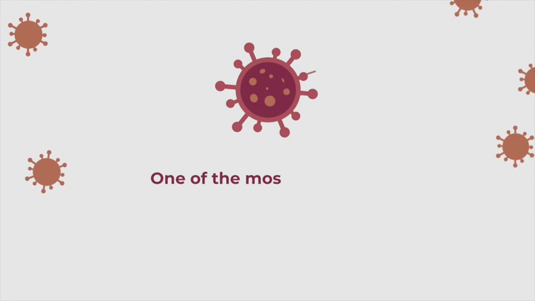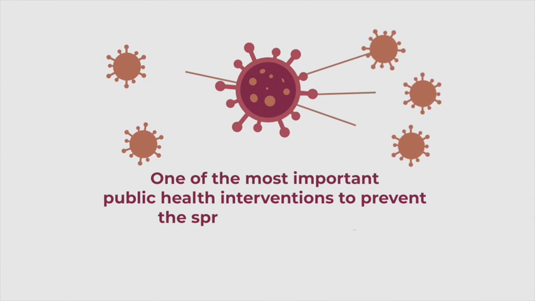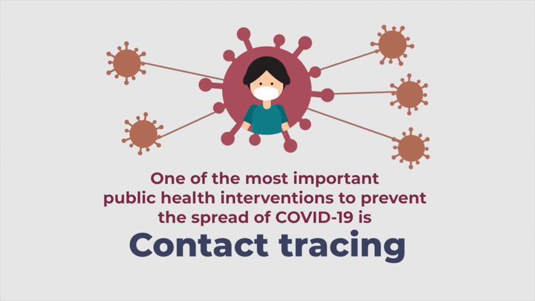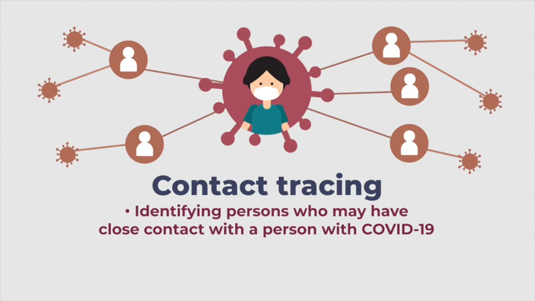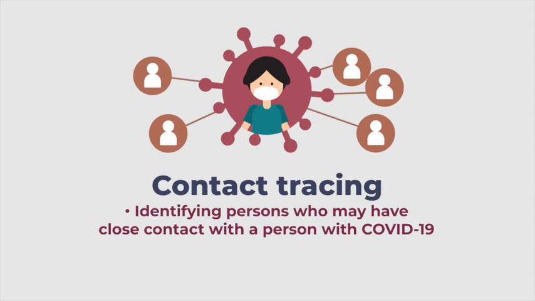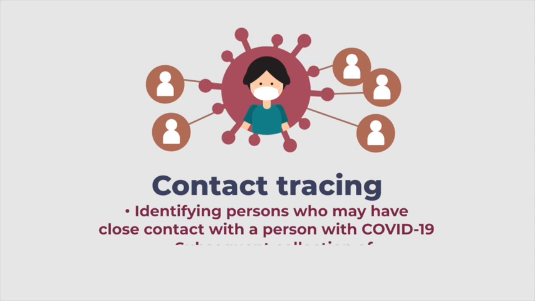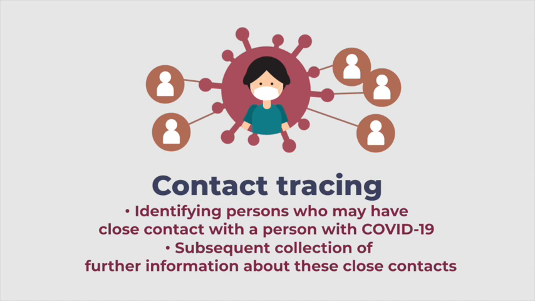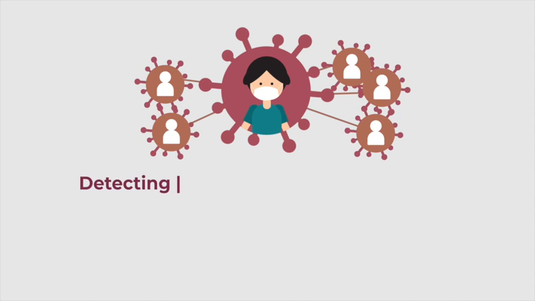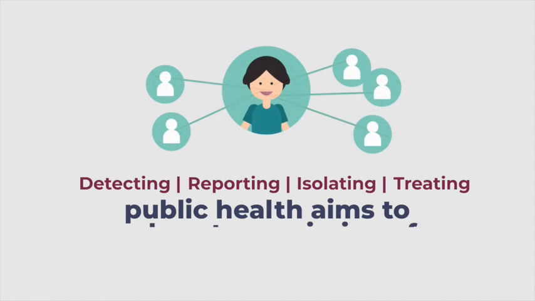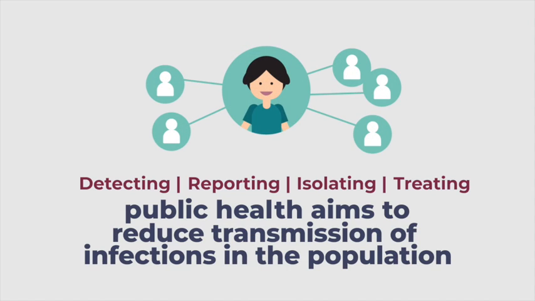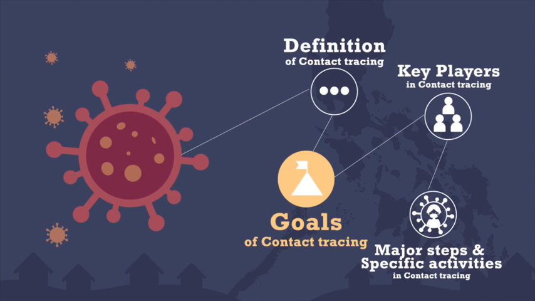One of the most important public health interventions to prevent the spread of COVID-19 is contact tracing. Contact tracing is the process of identifying persons who may have had close contact with a person with COVID-19 and subsequent collection of further information about these close contacts. By detecting cases and identifying their close contacts, reporting them, isolating them, and treating those who have symptoms, public health aims to reduce transmission of infection in the population.